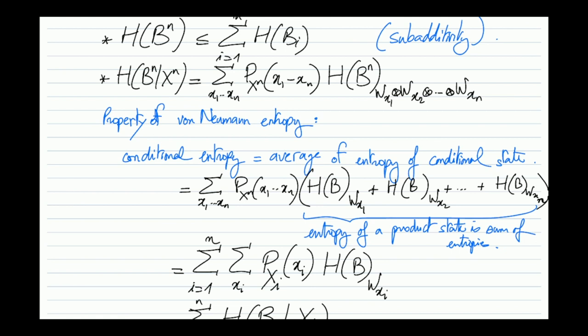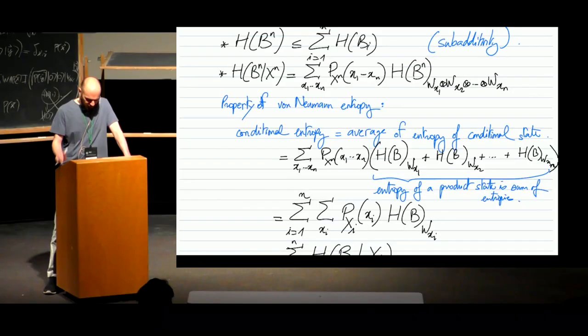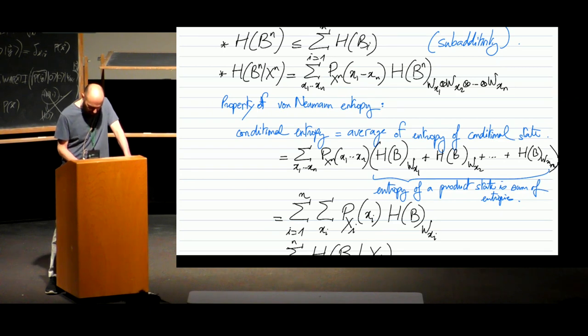Yeah, so I recalled here the property of the von Neumann entropy that conditional entropy is the average of the entropy of the conditional state. This is an easy exercise. Okay, so now what do we use? We will use the fact that the entropy on product states is additive, right?